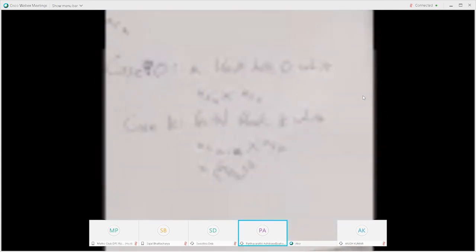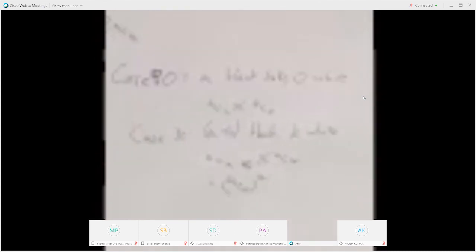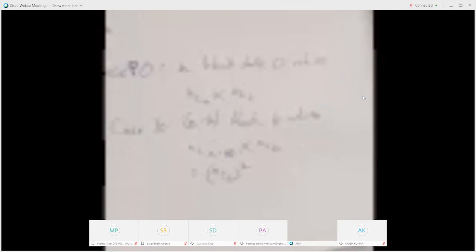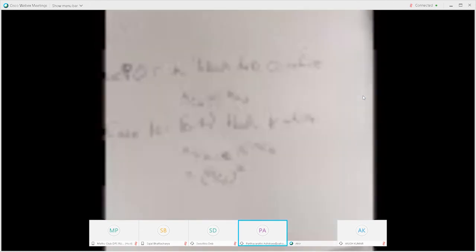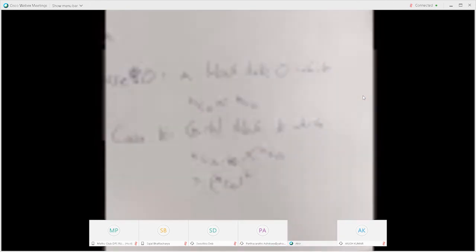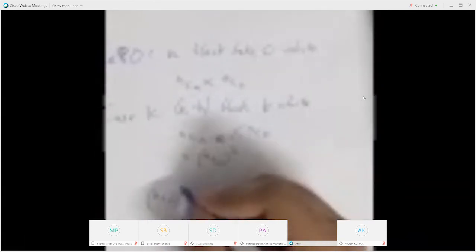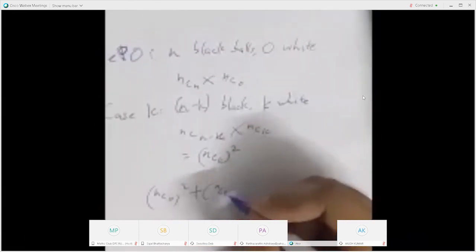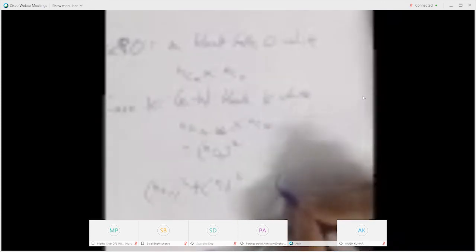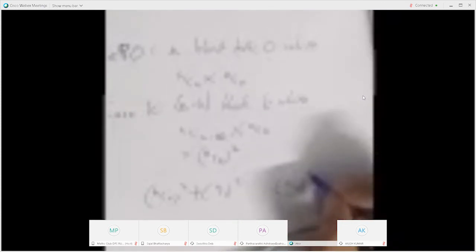Now if we took all the cases from case 0, case 1, case 2 up to case n, that is, we are selecting n black balls and 0 white balls, then n minus 1 black balls and 1 white ball, up to 0 black balls and n white balls. So if we add up all these cases, we get summation of nCk whole square. So we get nC0 square plus nC1 square up to nCn square. So basically this and this are the same thing.